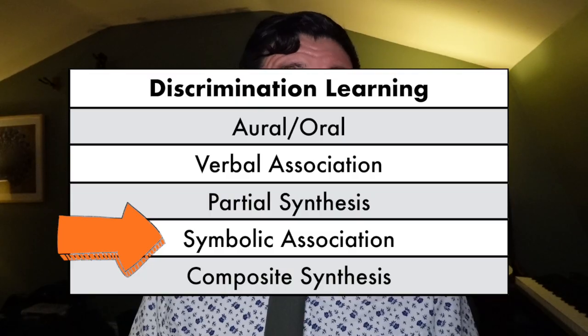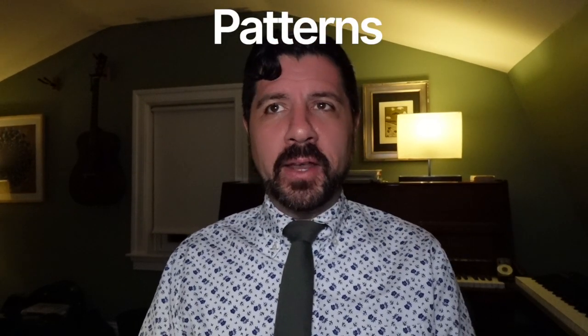Next, at the symbolic association level, students are going to learn to read those very same patterns that they audiated at the oral and verbal association level. So they're going to learn to read do, mi, so, fa, re, ti, and they're going to learn to read do, day, do, day, do, and do, da, dee, do, da, dee, do. The very same content that they learned at the oral and verbal association, and to some extent at the partial synthesis level, that very same content they're going to learn to read at the symbolic association level. Patterns, or musical words.